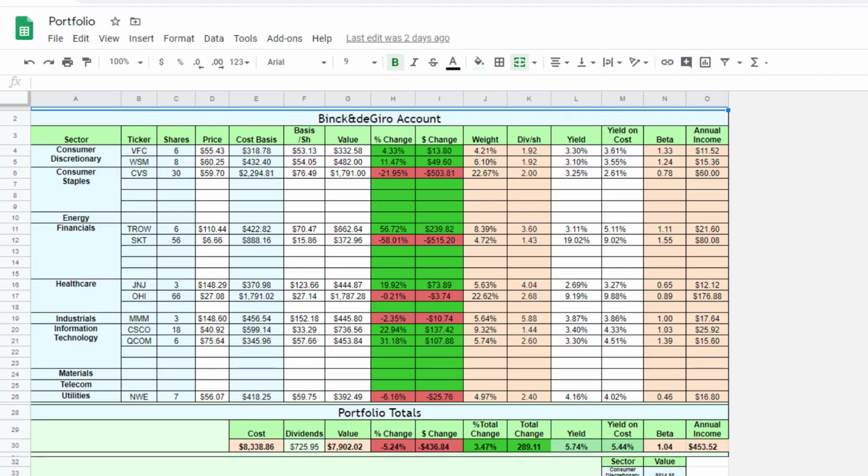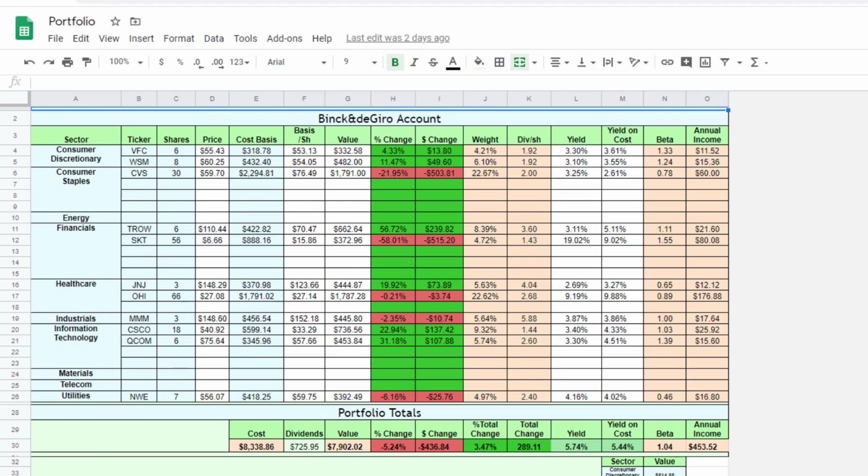And as usual, both portfolios combined in Google Sheets. The total amount of dividends still stands at $726. The total value stands at $7,902, which is a negative 5.24% change, and a $436 negative change compared to the cost, excluding dividends. Including dividends, the change is a positive 3.47% change and $289 change compared to the cost.